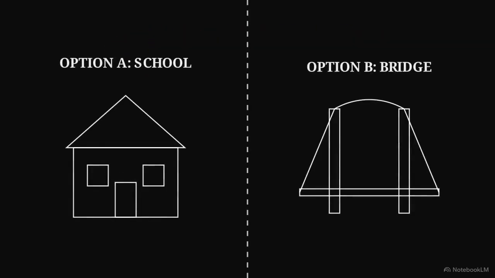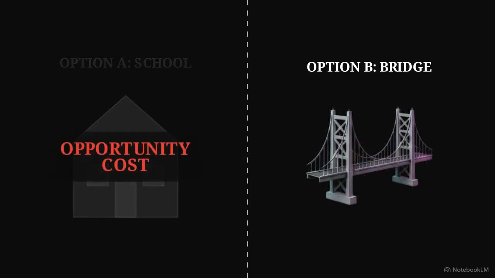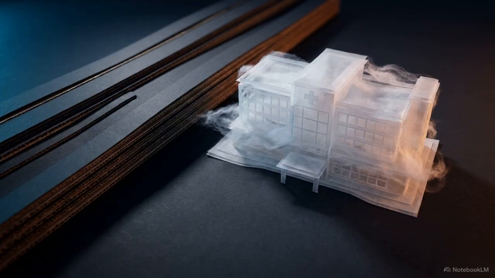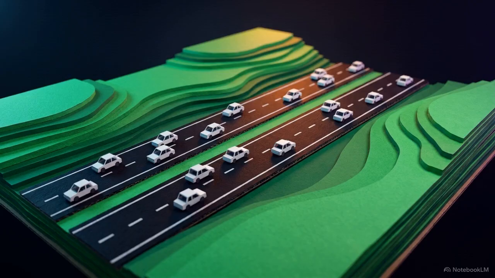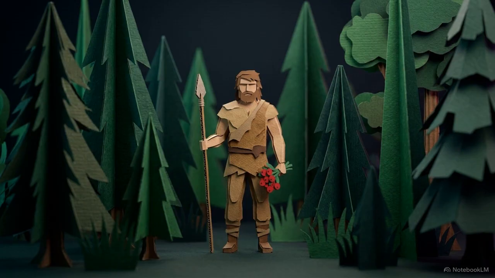Because of scarcity, humanity is trapped in a perpetual loop of making strict trade-offs. Choosing to use resources for one project means those same resources cannot be used for anything else. Every choice carries an opportunity cost, the value of the next best alternative that you must give up. When a government spends its budget on a new highway, the opportunity cost might be the hospital that now cannot be built.